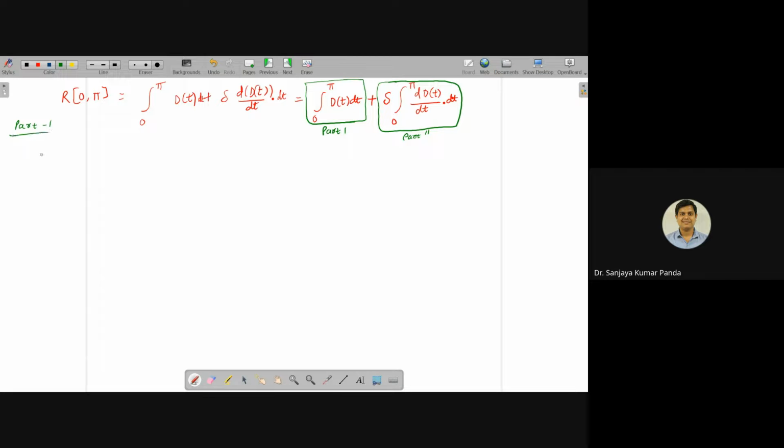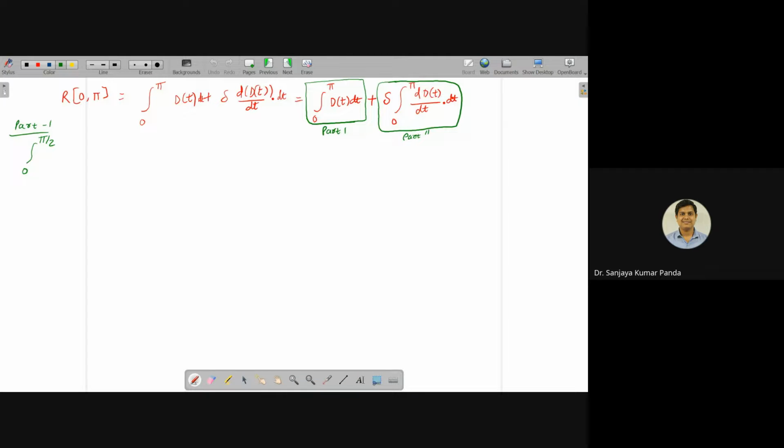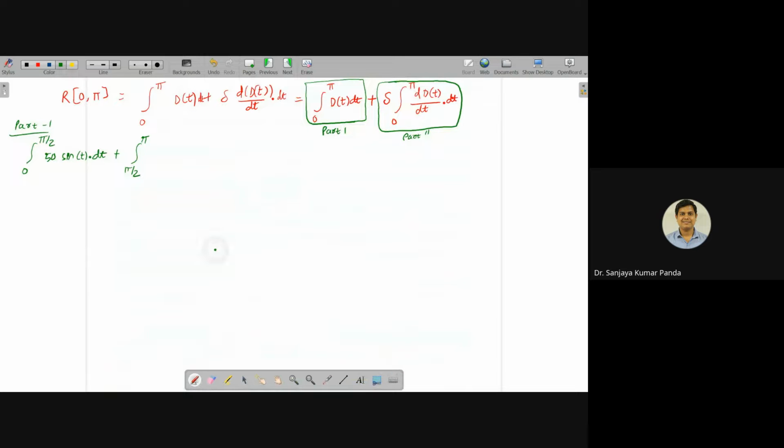So if you solve part 1, I can write it as the integral from 0 to pi by 2 of D(t) dt. What is the value of D(t) in 0 to pi by 2? It is 50 sin t. The value is 50 sin t in this particular range. So I am taking 50 sin t dt plus, in the range of pi by 2 to pi, the value is 20 sin t, right? So I am writing 20 sin t dt.